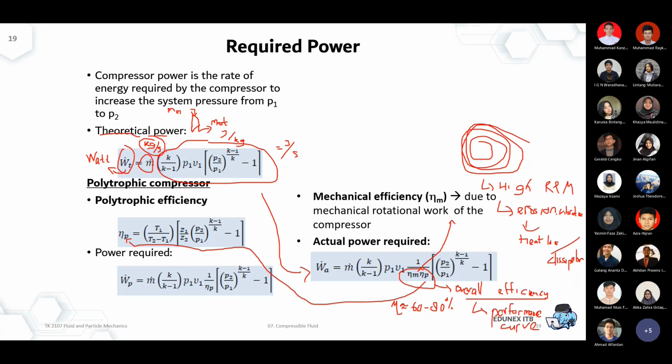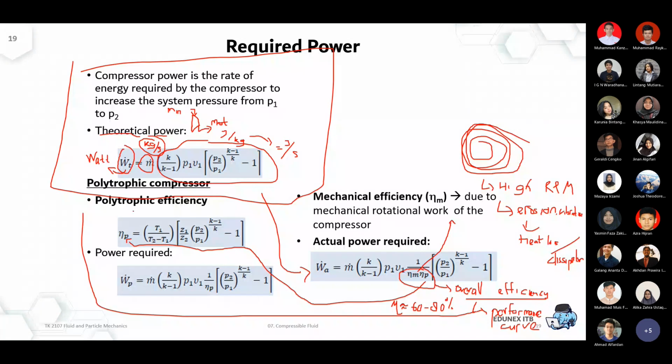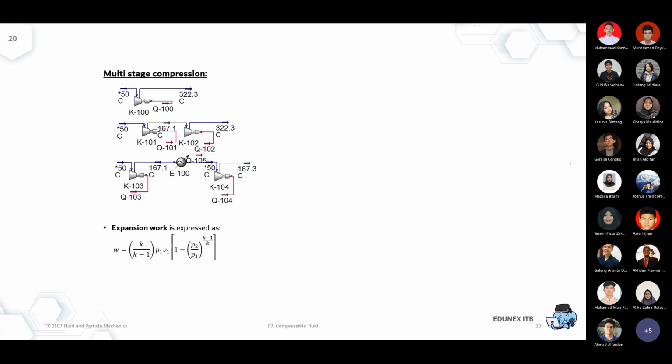Okay, so hopefully it's clear and can be understood. Two main parts here: to convert joule per kilogram into joule per second, or watt. And over here is the part about the efficiency, the theoretical versus the actual one.